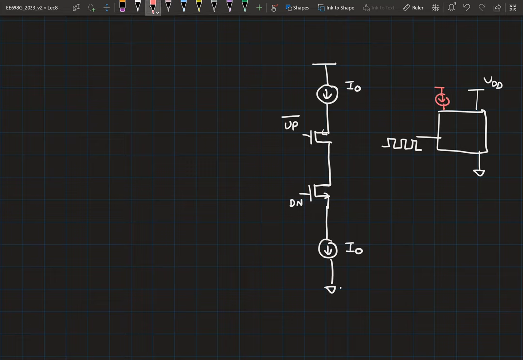So what we will do is we'll use negative feedback and we are going to make I up track I down. I can do the reverse also. I could set I up and then make I down track I up. Okay, but either way, we are just trying to make sure that both these have the same value. So let us start.